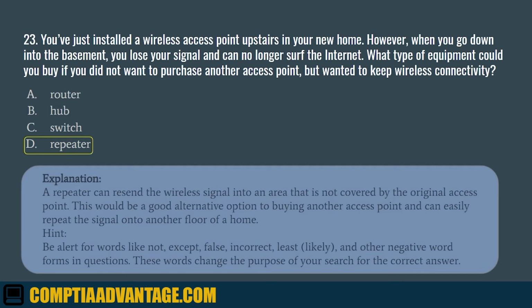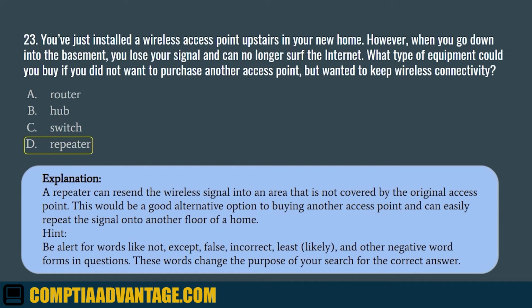Repeater. A repeater can resend the wireless signal into an area that is not covered by the original access point. This would be a good alternative option to buying another access point and can easily repeat the signal onto another floor of a home.